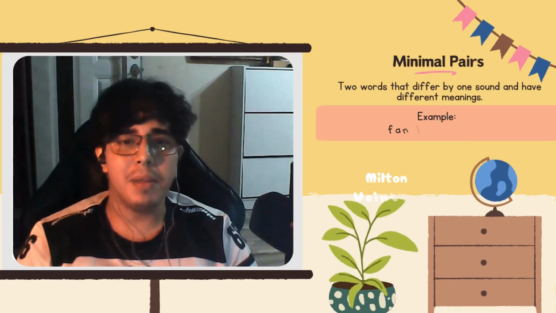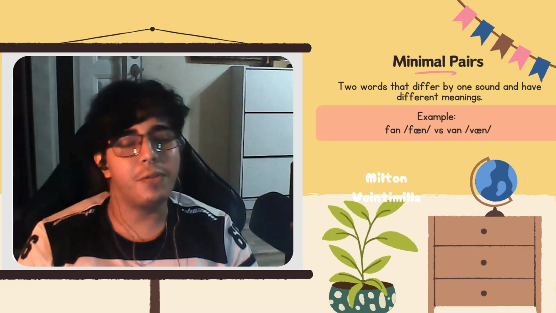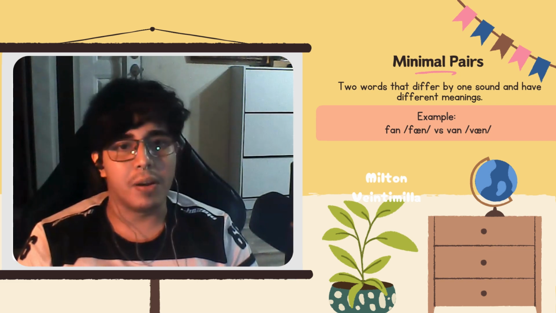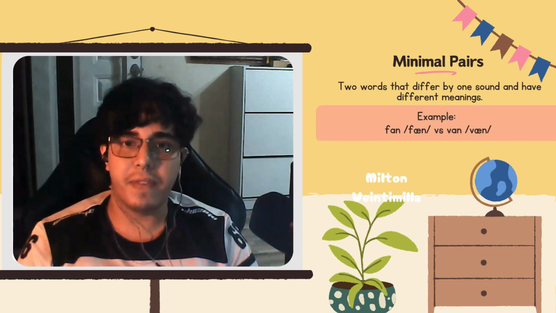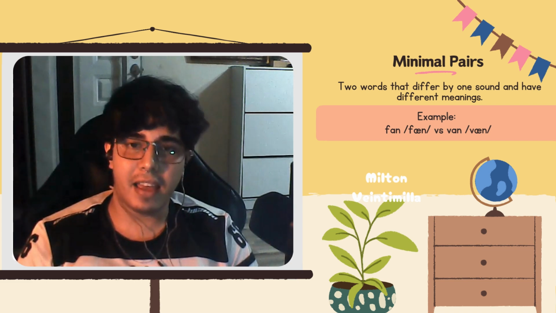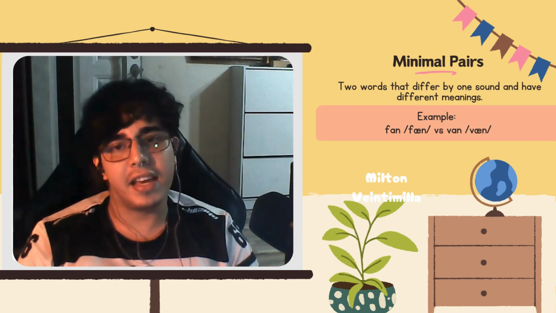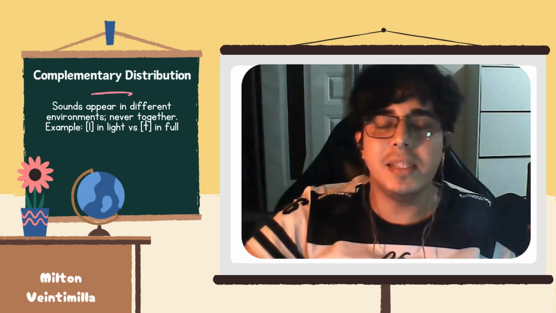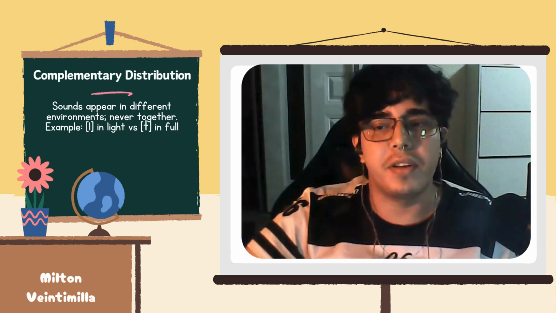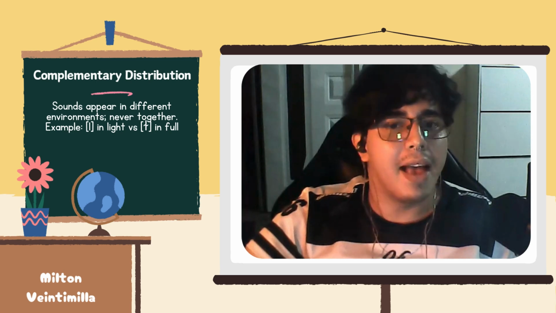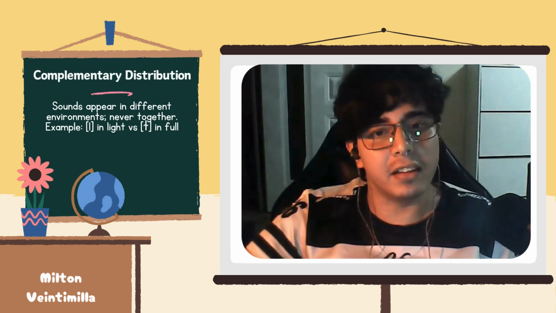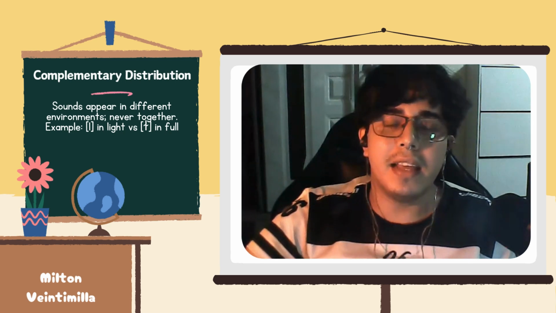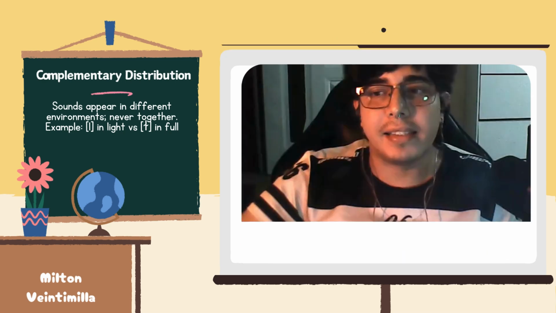Minimal pairs. Minimal pairs are words that differ by just one sound. For example, fan versus van. Changing F to V changes the meaning. Complementary distribution. This means sounds appear in different environments. For example, L in light is clear, L in full is dark. They never appear in the same place.